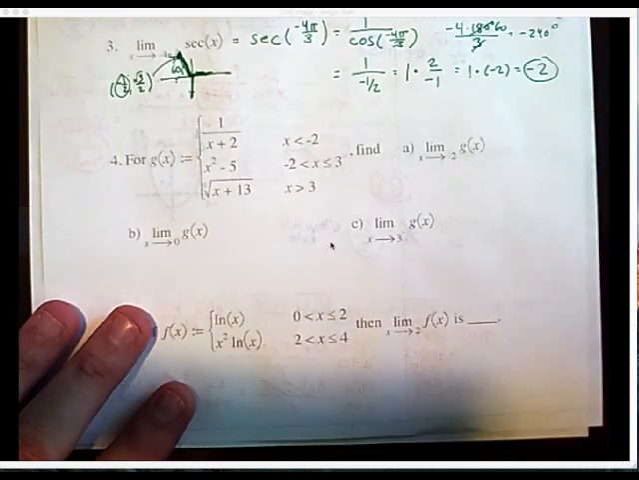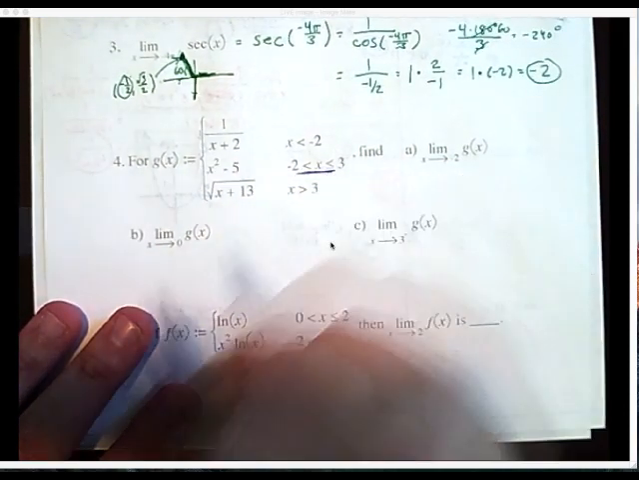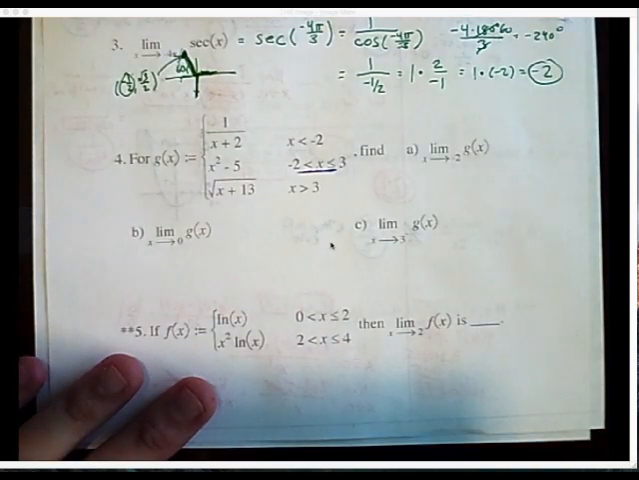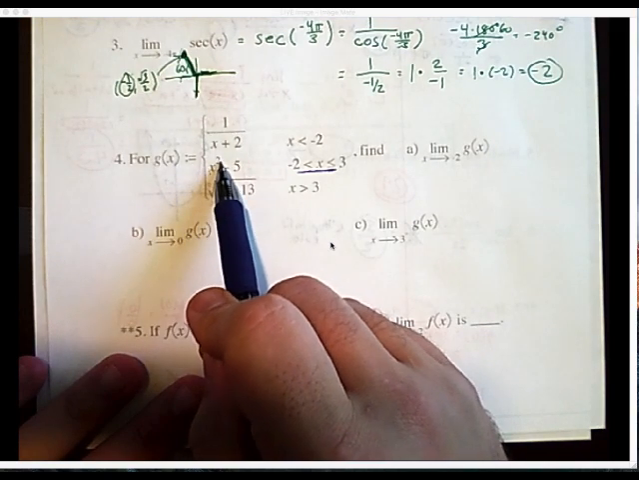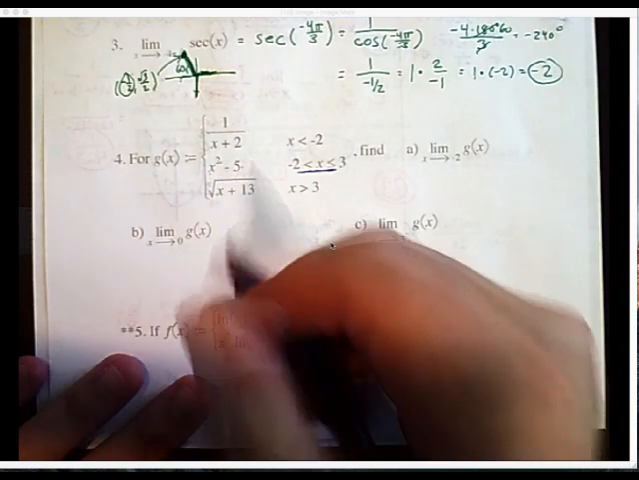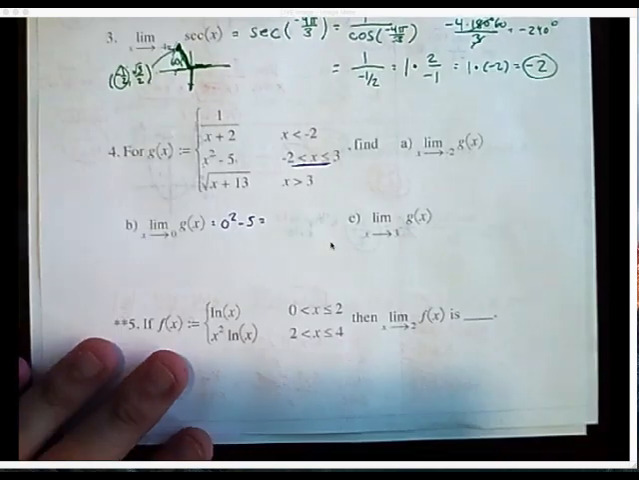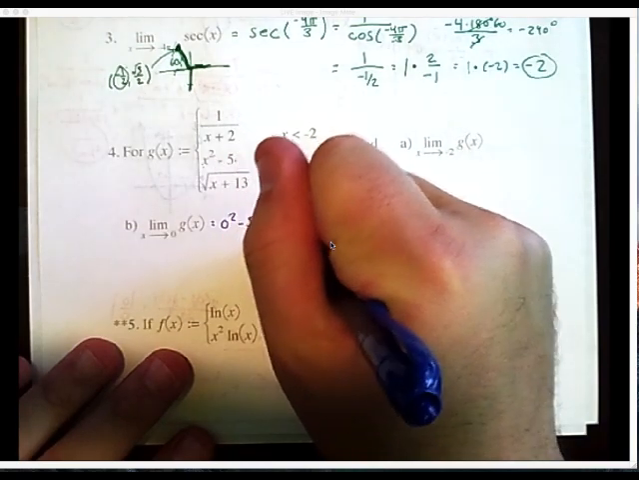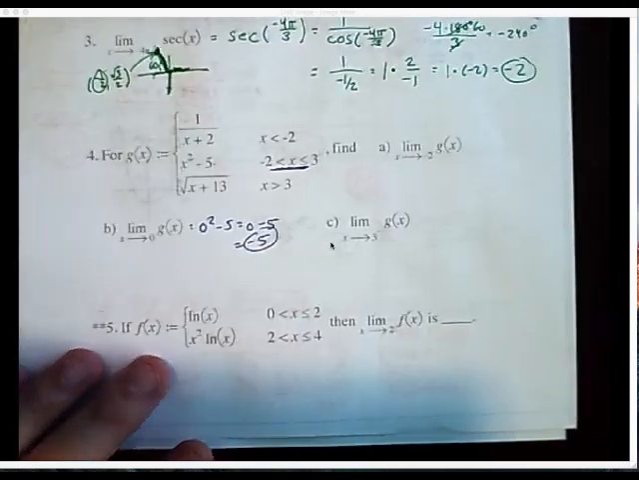Where would 0 fall? Obviously 0 would fall in this piece because 0 is between negative 2 and 3. So we can just try direct substitution there. We can plug in 0 here. 0 squared minus 5. So that's what that's going to be. 0 squared, 0. So that part's relatively straightforward. That's negative 5.